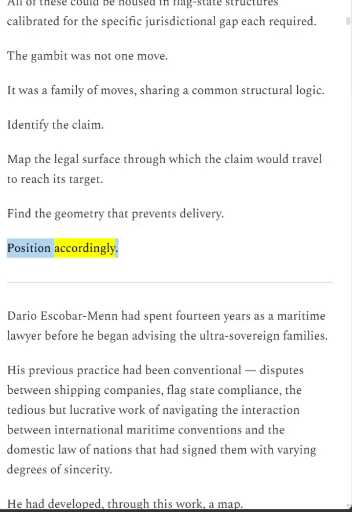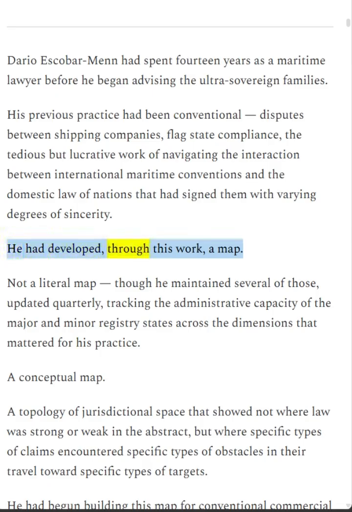Position accordingly. Dario Escobarmen had spent 14 years as a maritime lawyer before he began advising the ultra-sovereign families. His previous practice had been conventional: disputes between shipping companies, flag state compliance, the tedious but lucrative work of navigating the interaction between international maritime conventions and the domestic law of nations that had signed them with varying degrees of sincerity. He had developed through this work a map.